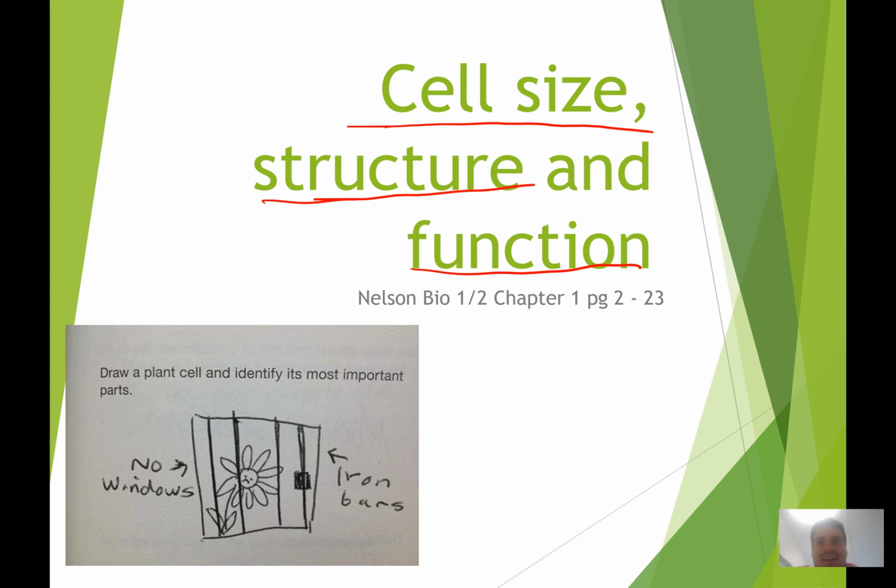Because cells are the smallest breakdown of a living thing. All right, something's not living if it doesn't have cells, and we'll talk about that later on in biology. And hopefully by the end of this class, when you draw a plant cell and identify its most important parts, you're not drawing a plant, like a flower, inside a cell.